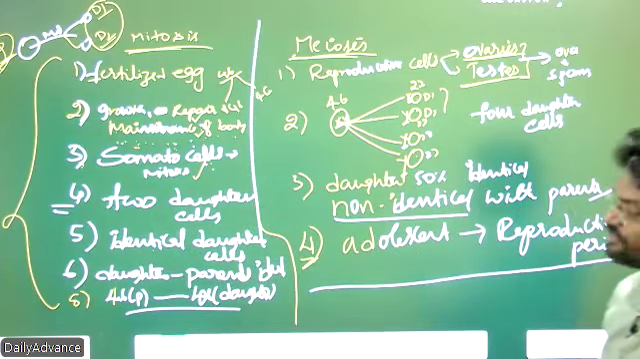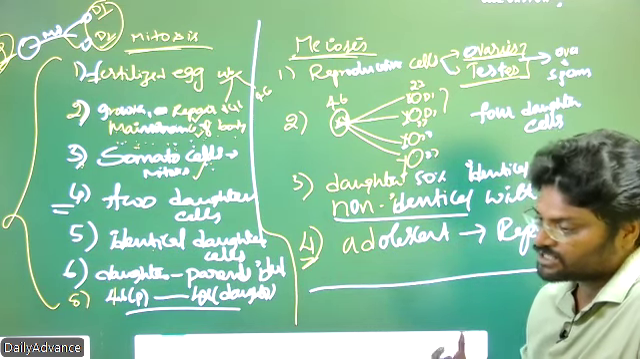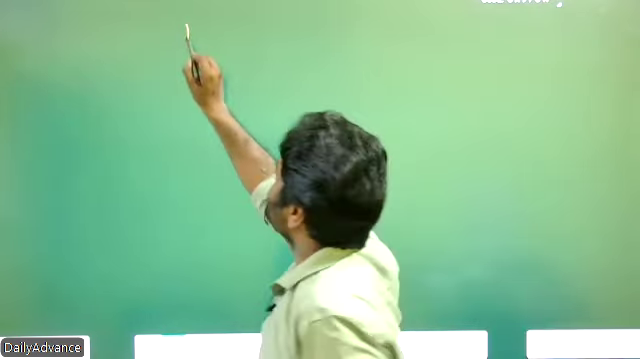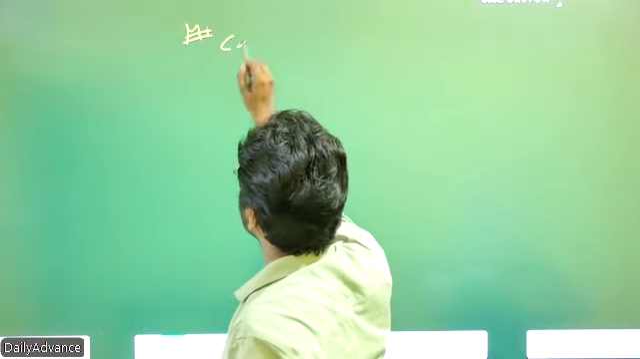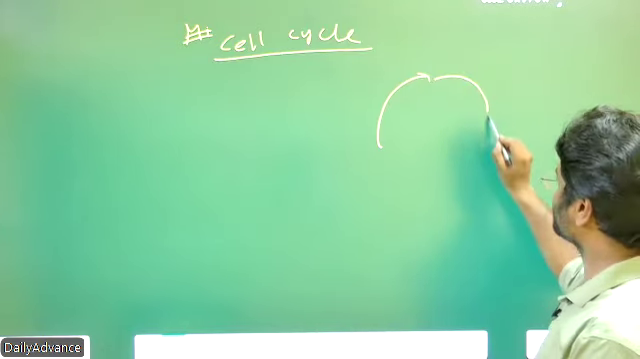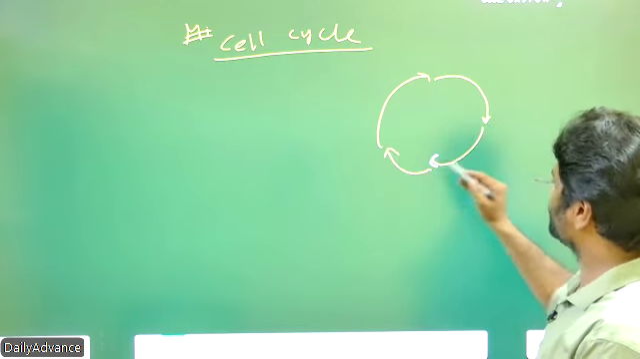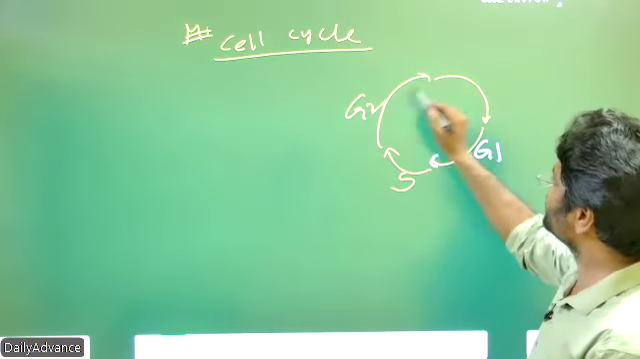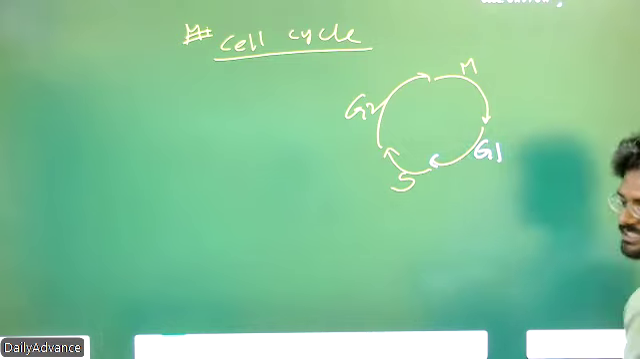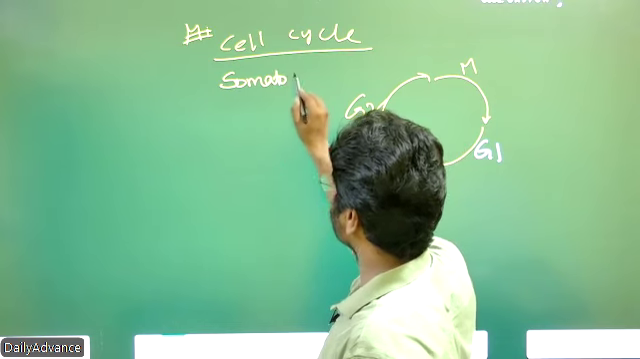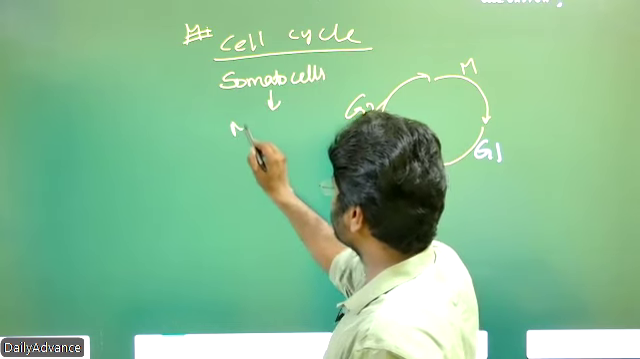So what are the cell division stages, and how are they performed in our body? For mitosis and meiosis, first we should identify the cell cycle. The cell cycle has various stages: the G1 stage, S stage, G2 stage, and M stage. I am talking about each somatic cell. Somatic cells undergo mitosis.